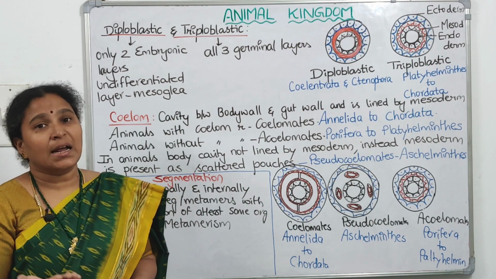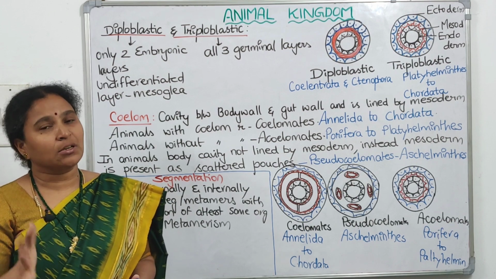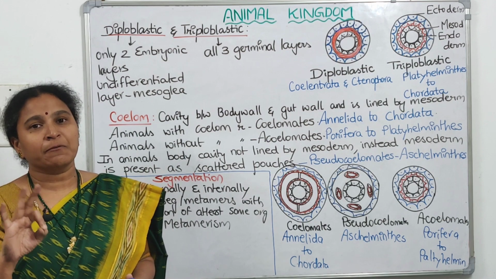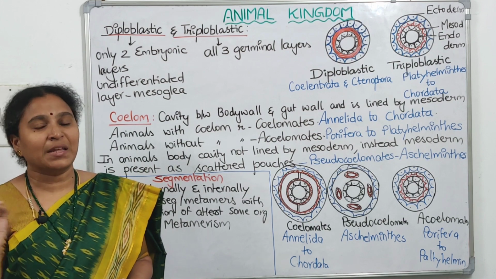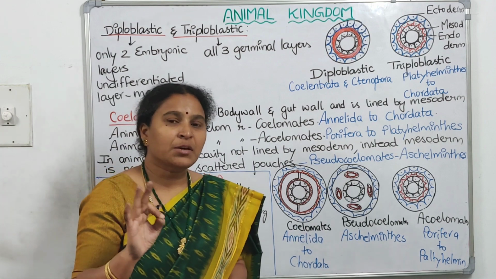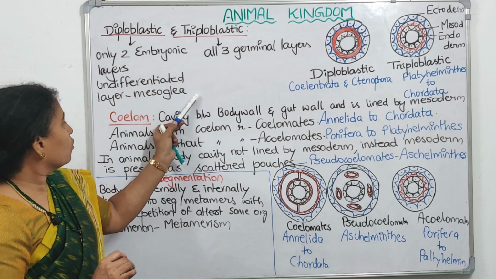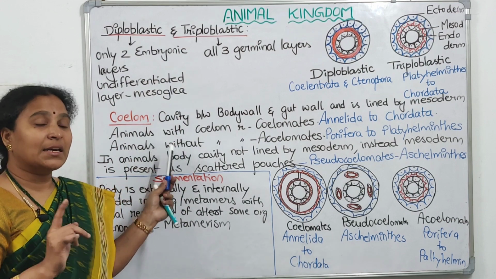Poriferans, they are cellular level, right? We cannot say whether it's diploblastic or triploblastic. The second phylum and third phylum are diploblastic. From the fourth phylum onwards till the last phylum, they are triploblastic. So it means triploblastic is advanced and diploblastic is primitive. So that characteristic is over. Now let's come to the next characteristic, that is coelom.